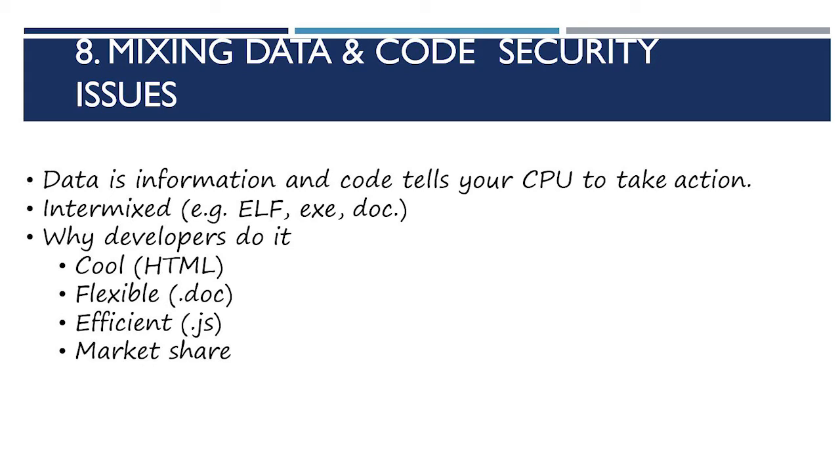Next, mixing data and code security issues. Data is information that your CPU acts on, and code basically tells your CPU to take action. These days, data and code are intermixed, such as in ELF, EXE, HTML, or doc files. So why do developers do it? First, it's cool. It gives dynamic, interactive environments such as HTML. It can also be flexible. It has extended functionality like doc. It is also efficient. It can provide flexible software building blocks, for example, .js. Lastly, it also has market share, where the features increase usage.